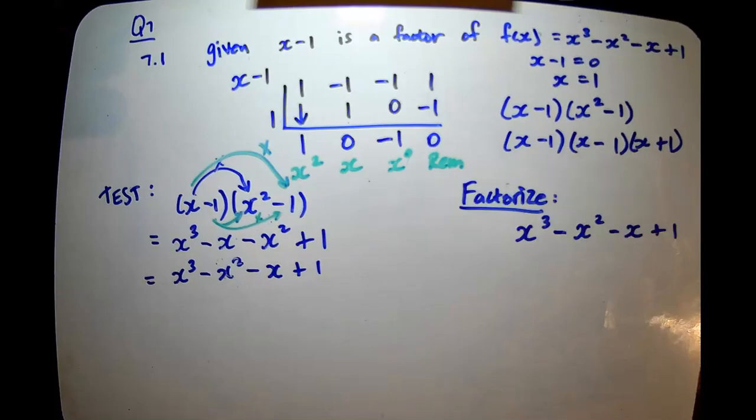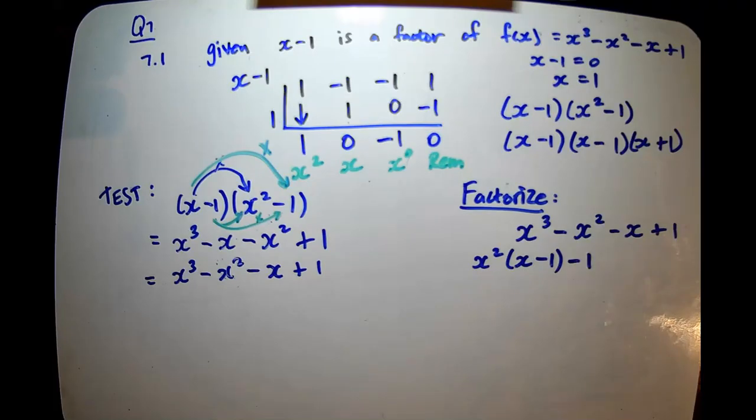Okay, so factorize, there's another way we could do it. We didn't have to use the synthetic division method. We could have factorized it because it is quite factorizable. Remember, we learned grouping in class. Group the first two, group the second two. What is common in the first two? X squared. If we take out x squared, we're left with x minus 1. So x squared times x is x cubed. X squared times minus 1 is minus x squared.